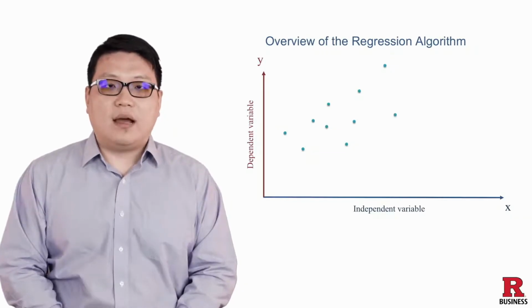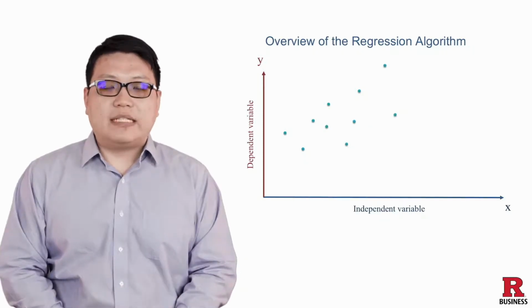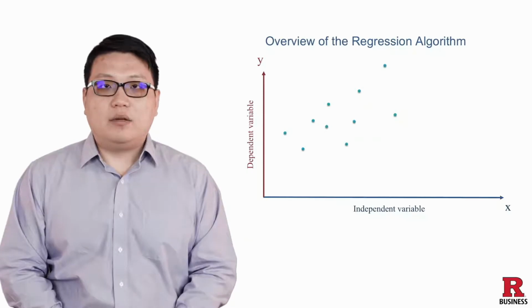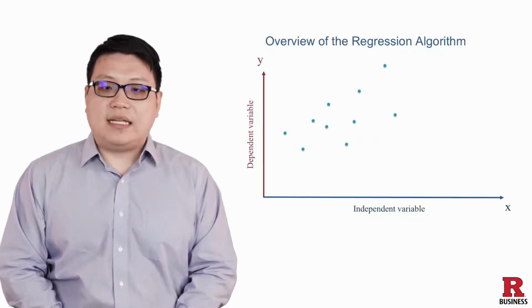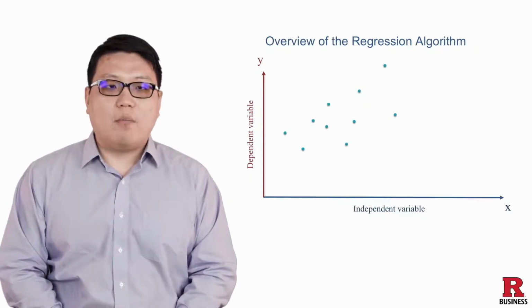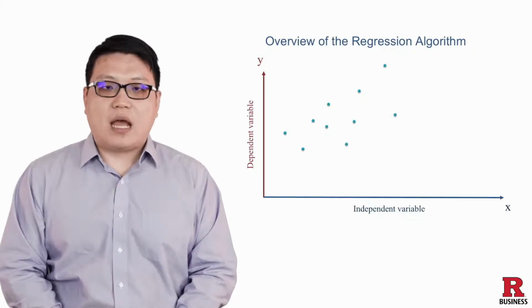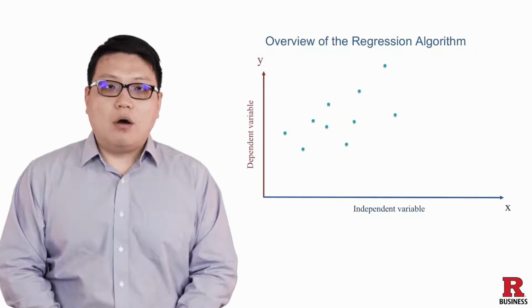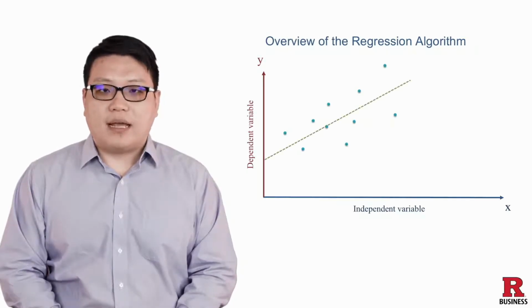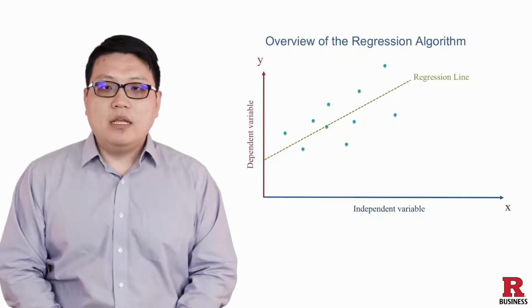So let's take a look at what the regression algorithm does, to open the black box of the algorithm. Everything starts from the scatter plot. Here we have the x-axis, the horizontal axis, as the independent variable, and the vertical axis y marks the dependent variable. All those dots on the scatter plot represent our observations. The goal of regression is to find a regression line that goes through all these dots and can best describe the relationship between the independent variable x and the dependent variable y.